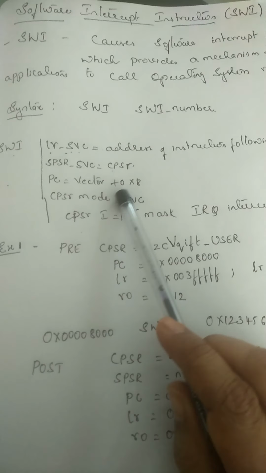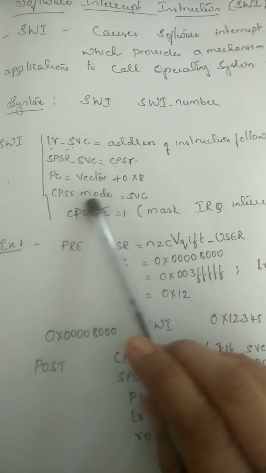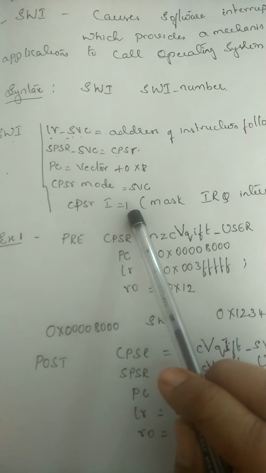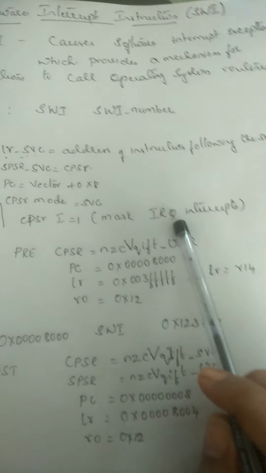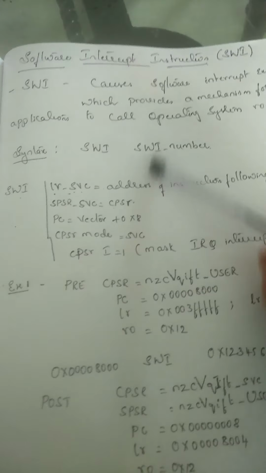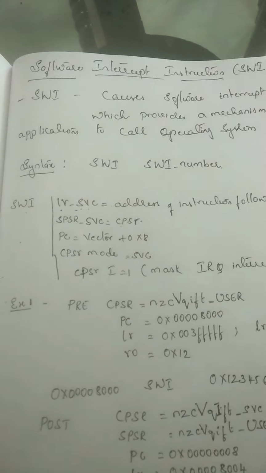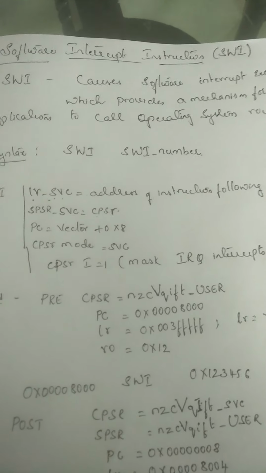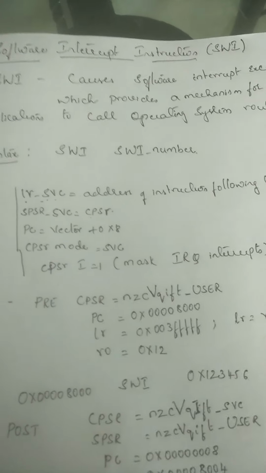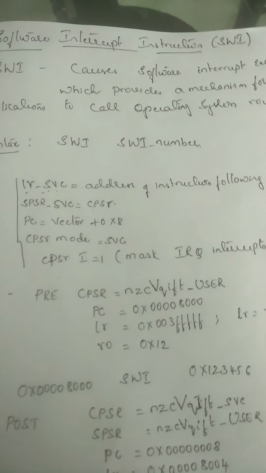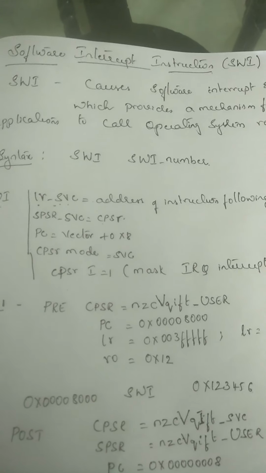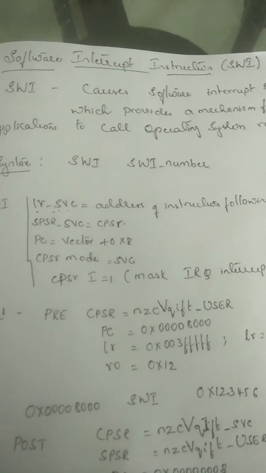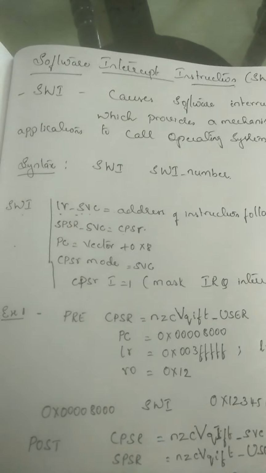The CPSR mode changes to SVC. The mode can be anything, but automatically the current program status register mode will change to SVC. CPSR I equal to 1 means the IRQ interrupt will be masked. So that is the software interrupt instruction. When this instruction occurs, automatically it changes to supervisor mode. The program counter will be loaded with the address 0x08 in the vector table, LR, the link register, will hold the return address, and SPSR_SVC will load the current program status register.